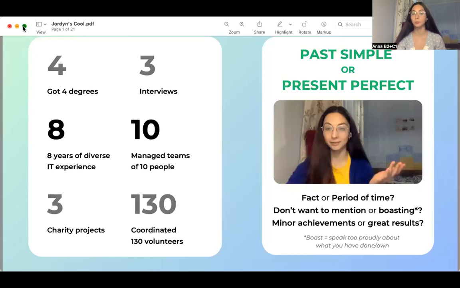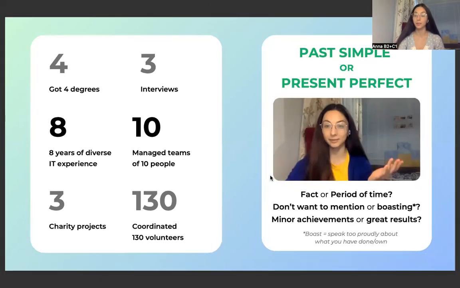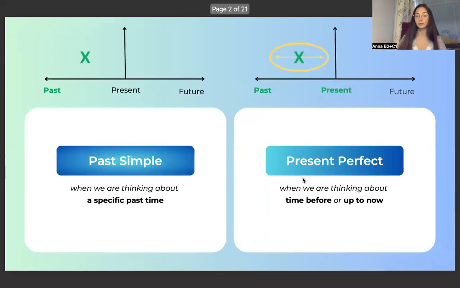Happy to see you. So today we're gonna talk about the difference between the present perfect and past simple. It depends on what we are going to say to our audience. For example, the fact in the past or period of time when we don't want to mention something, or when we're boasting about something. To boast is to speak too proudly about what we have done or own, when we want to say minor achievements or great results. So what do we want to emphasize?